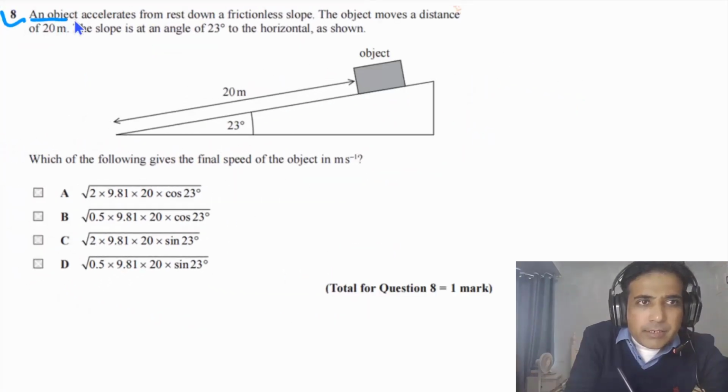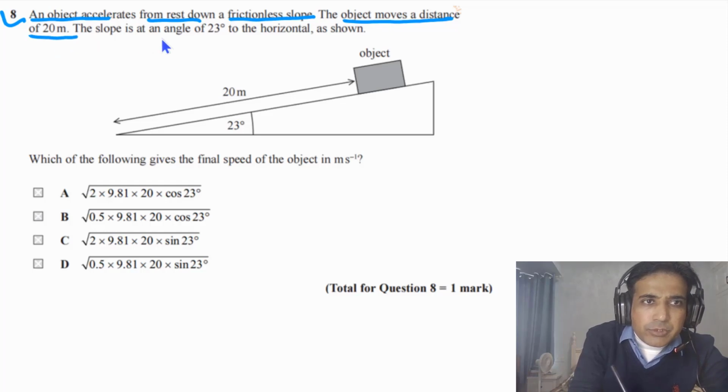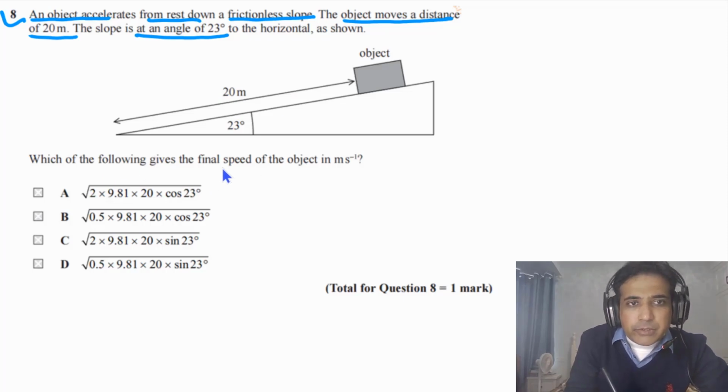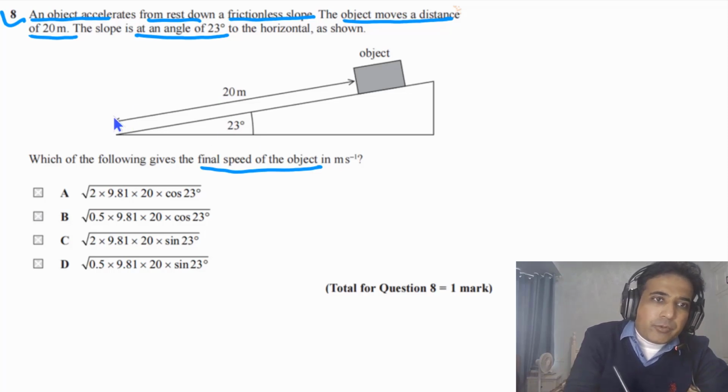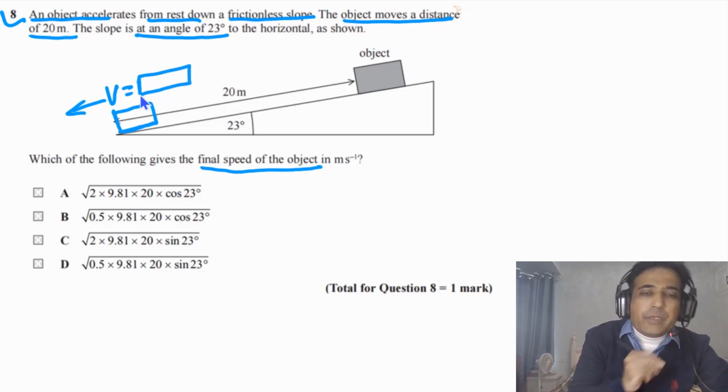Question 8 says an object accelerates from rest down a frictionless slope. The object moves a distance of 20 meters. The slope is at an angle of 23 degrees to the horizontal as shown in the figure. Which of the following gives the final speed of the object in meters per second? The main question is simply asking what the speed of the object will be at this point. We can say this speed is v, and this is what we need to calculate.